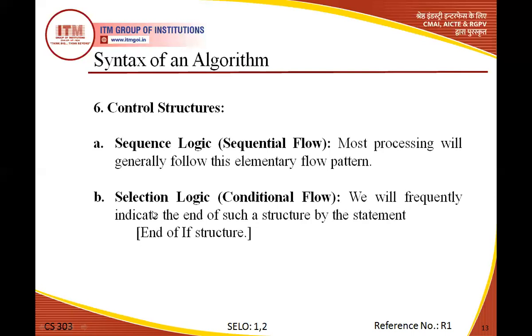We will frequently indicate the end of such a structure by a statement. Whenever you use selection logic or a conditional statement, at the end of the selection logic you have to use this comment line. In square brackets, you write end of if structure. By this, anyone can understand that the if statement ends at that place, so anyone can understand your logic, your algorithm.